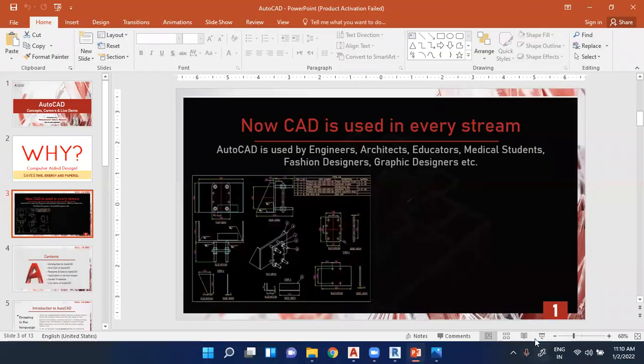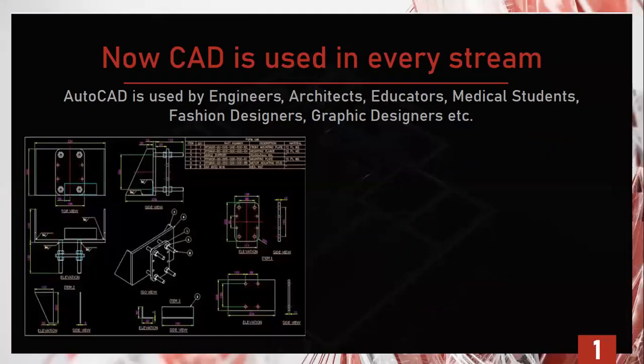And now, after AutoCAD came into being, computer-aided design software like CAD, Revit, and all other software are used in every stream by engineers, architects, educators, medical students, fashion designers, graphic designers, etc. That's because, compared with manual design done by hand, this AutoCAD software-based design was accurate and it reduced errors.